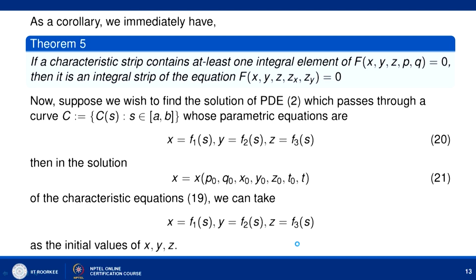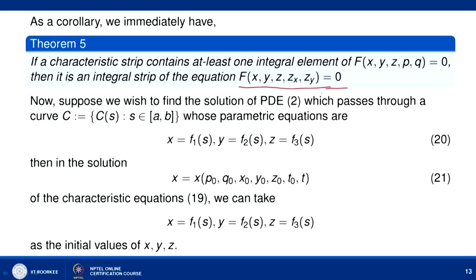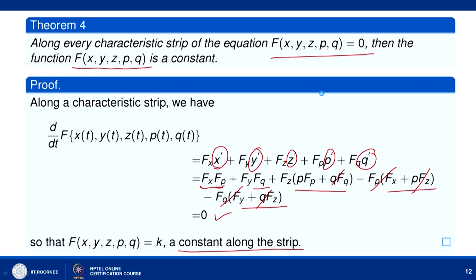So, if a characteristic strip contains a value x y z p q such that f of x y z p q equal to 0, then of course the strip is an integral strip. It means the value of f of x y z p q equal to 0 along the characteristic for all values of t. What we have proven in this theorem 4 is that along a characteristic the value of f of x y z p q has to be constant.